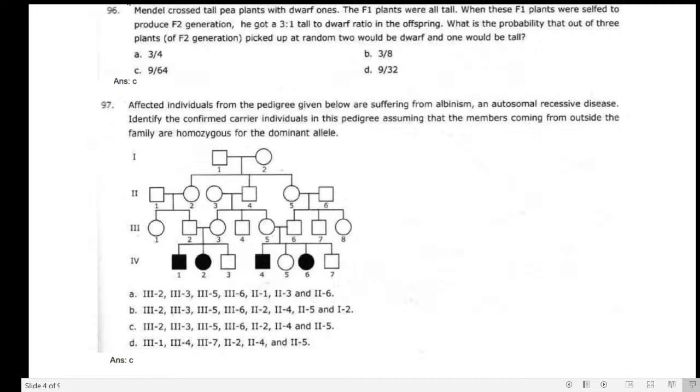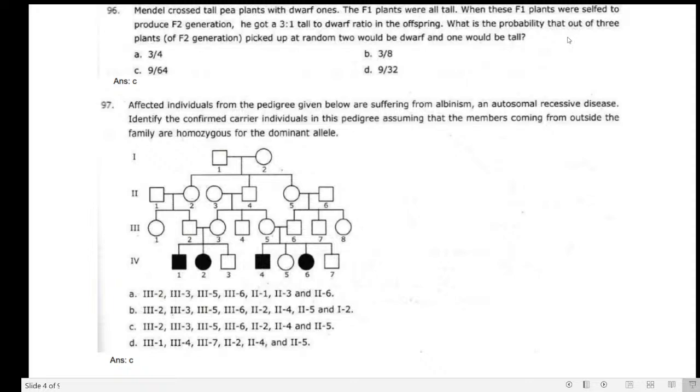Next one is the easiest question. Mendel crossed a tall plant with a dwarf one. The F1 plants were all tall. When these F1 plants were selfed to produce the F2 generation, he got a 3:1 tall to dwarf ratio in the offspring. They are getting a 3:1 ratio in the F2 generation.